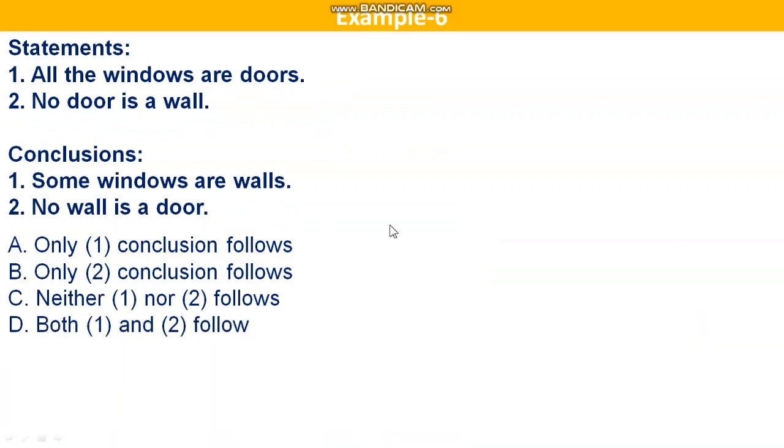Example 6. All the windows are doors. No door is a wall. I request you to pause the video and try the Venn diagram on a paper. Okay, how will the Venn diagram be?